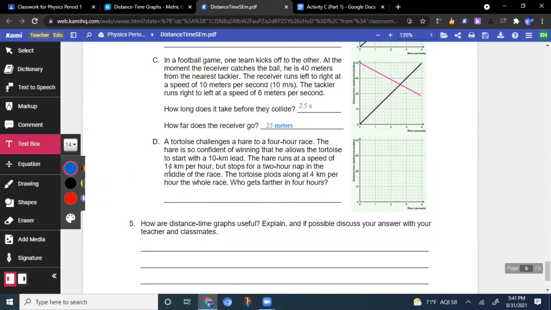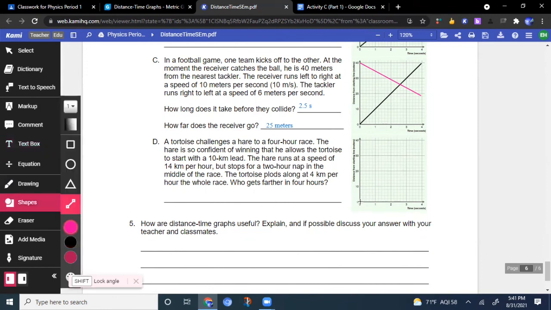Okay, so I'm going to change this up. We're going to start. The hare is going to be running from 0 to about 14 kilometers per hour, which is about right here. Then it takes a 2-hour nap. It's about right here. Oops, change the color on that. Sorry about that. We're going to make the tortoise the black line here.